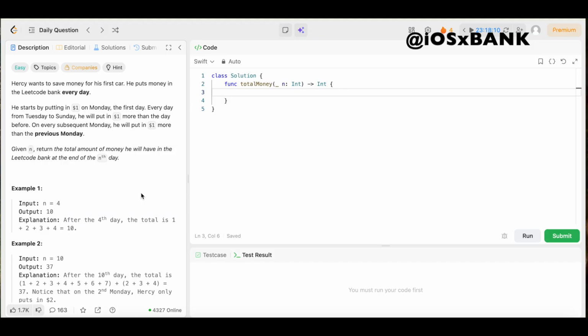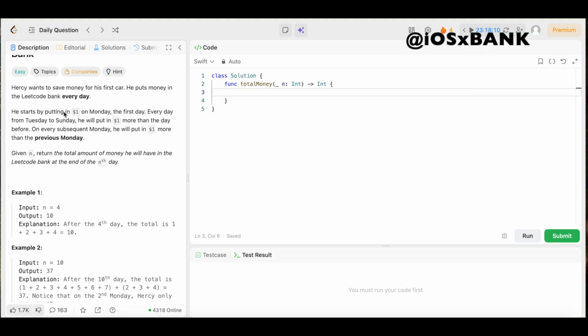So let's break this down one step further, right? He starts on Monday, he puts $1 in on Monday. Boom, so that's where this first dollar comes in. Then it says every day from Tuesday to Sunday, he will put in $1 more than the day before. So on Tuesday, he puts in $2 because that's one more than the dollar he put on Monday. Then Wednesday, he'll put in $3 because that's one more than the $2 he put in on Tuesday. And then Thursday, he'll put in $4 because that's one more dollar than he put in on Wednesday. And in total, after 4 days, he will have $10.